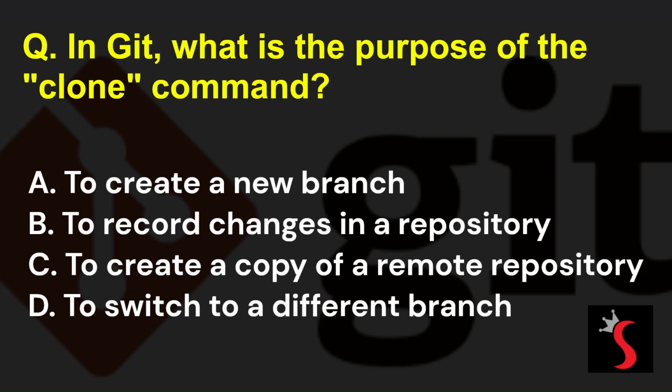In Git, what is the purpose of the clone command? A. To create a new branch. B. To record changes in a repository. C. To create a copy of a remote repository. D. To switch to a different branch.